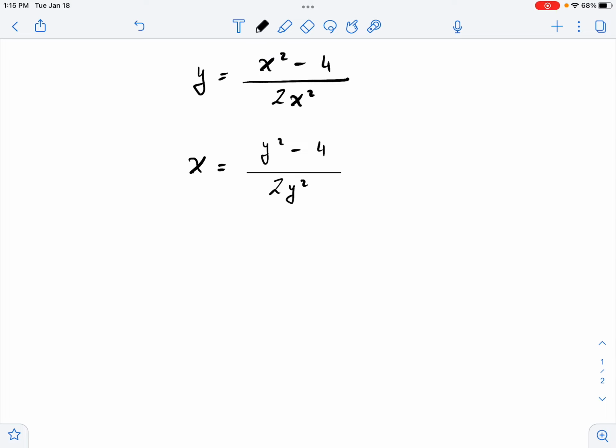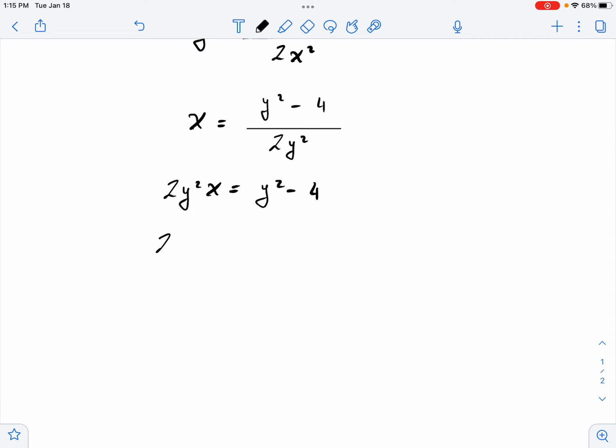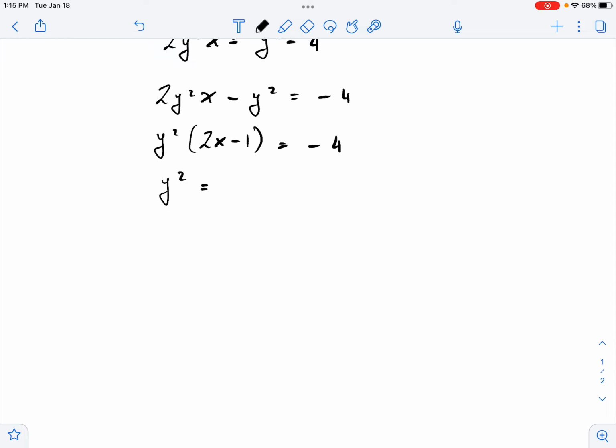So what I will do is I will multiply both sides of my equation by 2y squared. So I will get 2y squared times x is equal to y squared minus 4. I will now bring all my y's to one side. So I have 2y squared x minus y squared is equal to negative 4. And factoring out my y squared, I get y squared times 2x minus 1 is equal to negative 4. Y squared then is equal to negative 4 all over 2x minus 1.